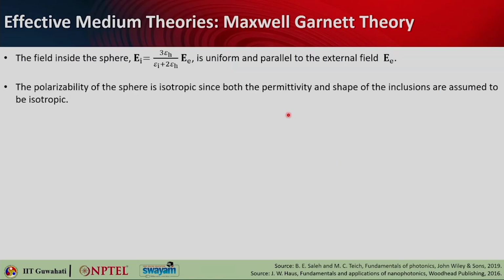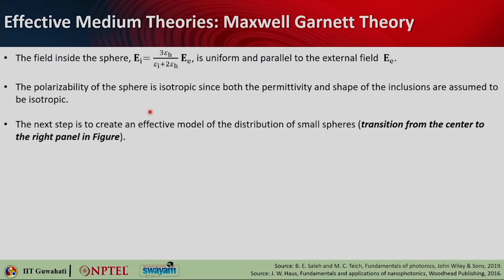Okay. So once we have this formula, we can write the electric field inside the sphere, and that will be 3 epsilon h over (epsilon I plus 2 epsilon h) times E, and we consider this field to be uniform and parallel to the external electric field E. Okay. With these two things we have also seen that, because the sphere is very tiny, the polarizability of the sphere is considered to be isotropic, since both permittivity and the shape are assumed to be isotropic. So polarizability is also isotropic.